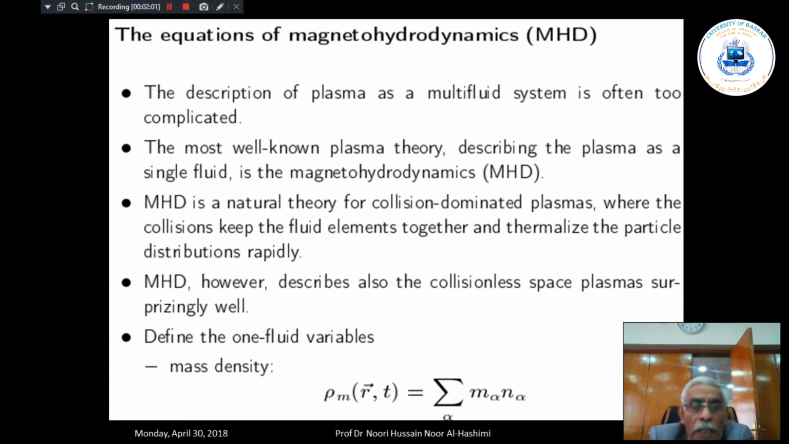Magnetohydrodynamics is a neutral theory for collision-dominated plasma, where the collisions keep the fluid element together and thermalize the particle distribution rapidly. Magnetohydrodynamics, however, describes also the collision-less space plasma surprisingly well.